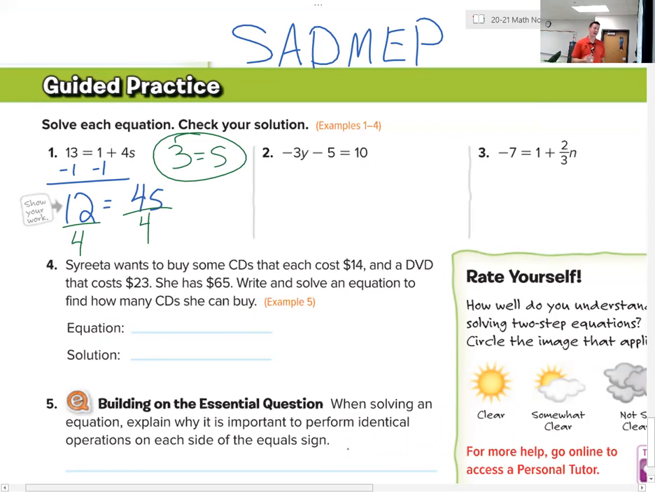For number 2, I have negative 3y minus 5 equals 10. So through SADMEP, I have to undo what's being done to the variable. What's being done to the variable? It's being subtracted by 5. So I have to add 5 to both sides. So now I'm just left with negative 3y equals 15.